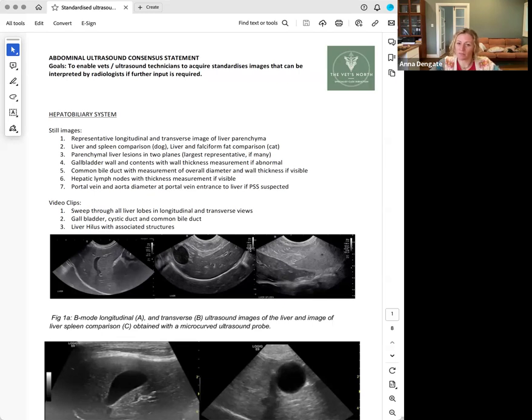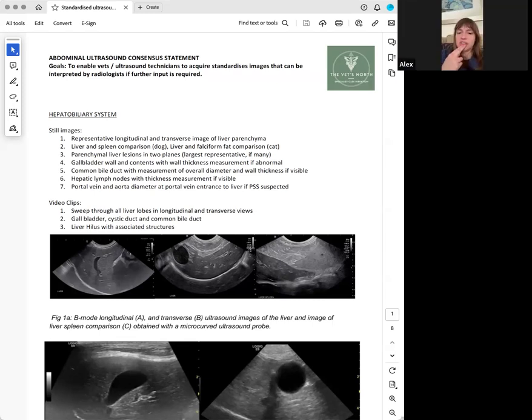What else might give you an indication that the liver's big? The margins, like if you have rounded caudal margins, that implies it.